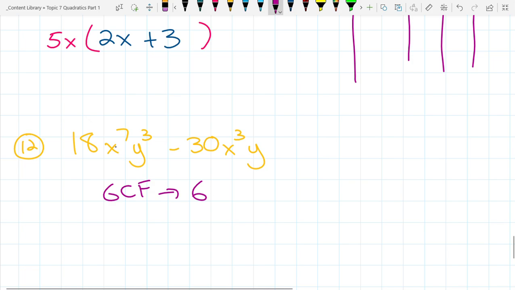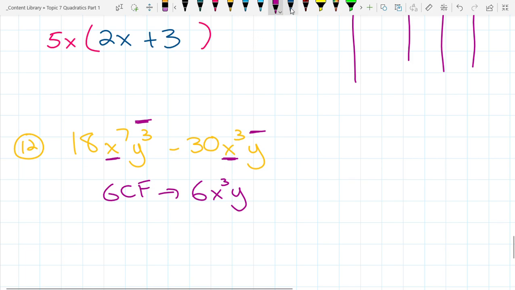Now we look at the variables. The first one has x's, the second one has x's, they have them in common. The most that they have in common together is 3 of them, so we pull out x to the 3rd. Then we look at the y's, they both have y's in common. This one has 3 and this one has 1, the most that they have in common is just 1. So that is your GCF.